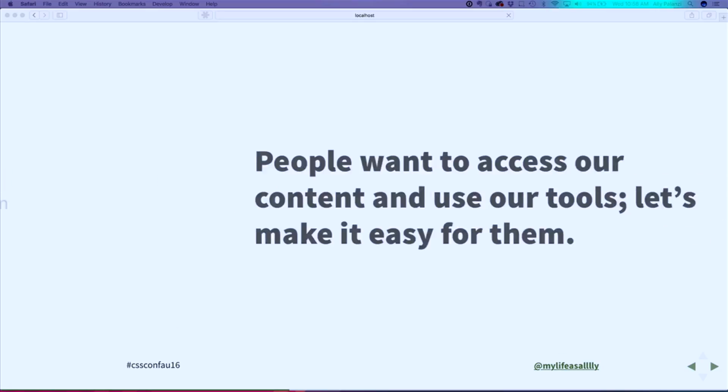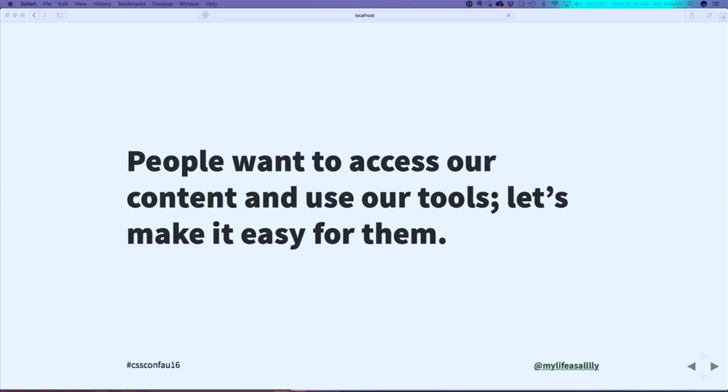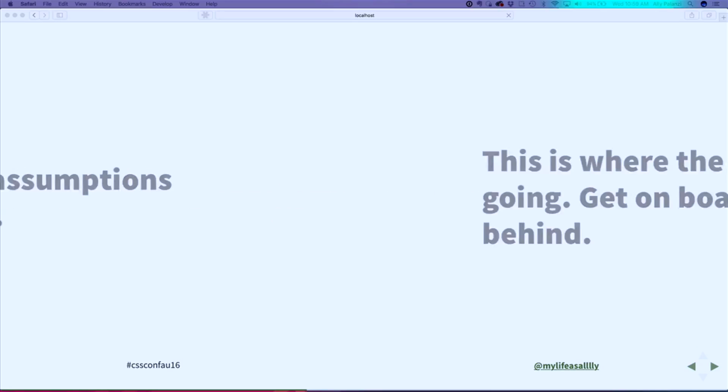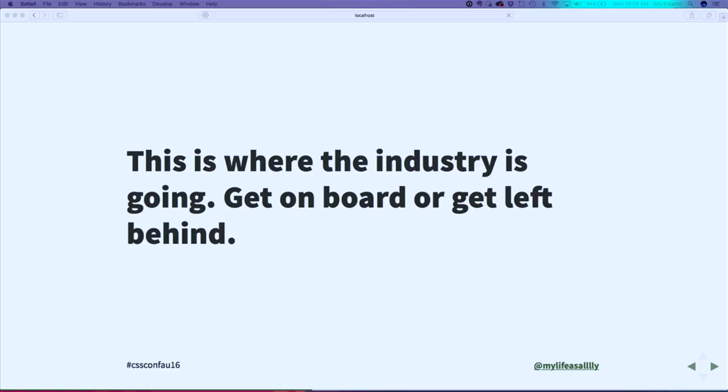And then with all of that, we also came up with some guiding principles to help us frame why we care about accessibility and why this is really important to us to consider and think about. So first one is people want to access our content and use our tools. Let's make it easy for them. We don't make assumptions about our users. As I mentioned before, it's really difficult to tell what disabilities may be affecting your users. This is where the industry is going, get on board or get left behind.